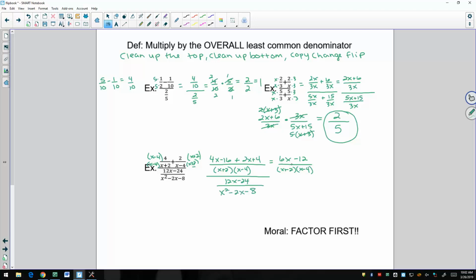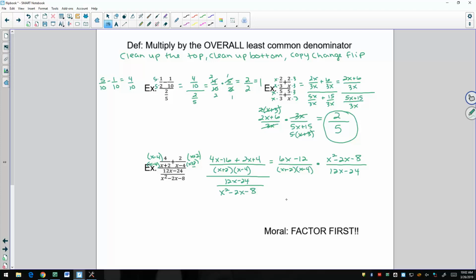So I copied the top. I'm going to change to multiplication. I'm going to flip the bottom. So the x squared now is on the top. And on the bottom, you get the 12x minus 24. So you kind of did the hard part. Now you just have to simplify by factoring any numerator or denominator that you can and then canceling out common terms that are on the top versus the bottom.